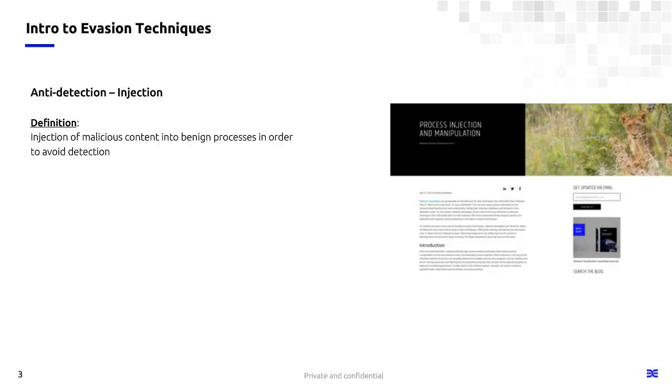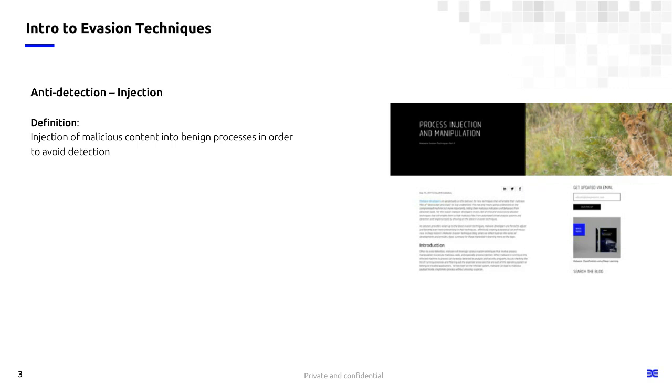So I'd like to start with a quick and high-level introduction to evasion techniques. Some of these will be discussed with specific examples later in the presentation. I'd like to start off with the anti-detection category of evasion techniques. This category of evasion techniques, as its name implies, is aimed at avoiding detection by security products. There are different types of evasion techniques. Some of them aim to avoid detection. Some of them aim to avoid analysis by analysts and by security products.